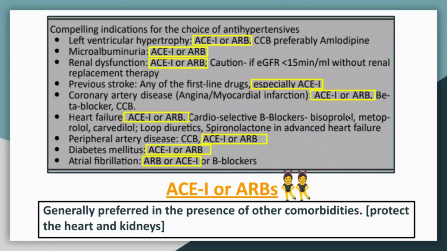So the point I'm trying to drive at is if you observe carefully, if you look at the pattern, ACE inhibitors or ARBs are generally preferred in the presence of other comorbidities. ACE inhibitors and ARBs are known to be cardioprotective and also renal protective. So they protect the kidneys, they protect the heart. So if you are confused, if there is a comorbidity, you generally want to begin with an ACE inhibitor or an ARB. You see, it's very simple.